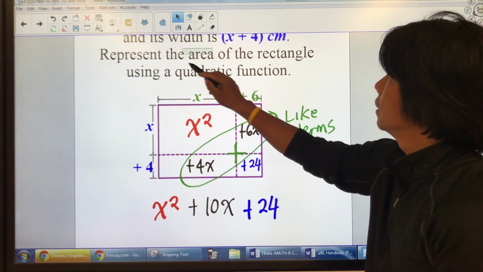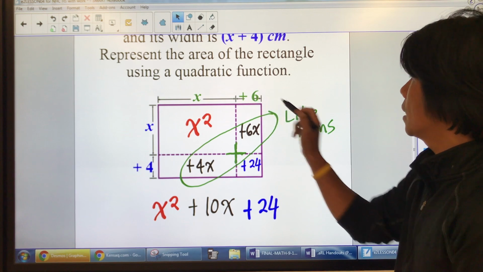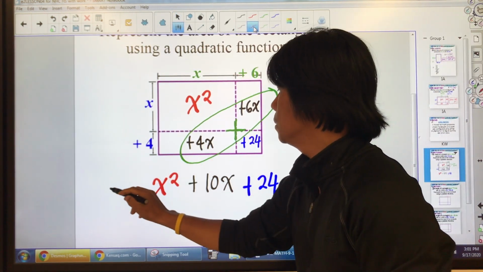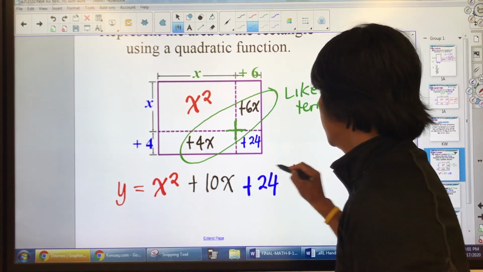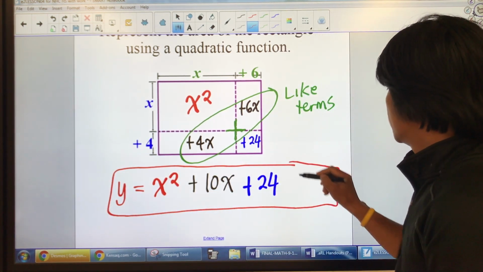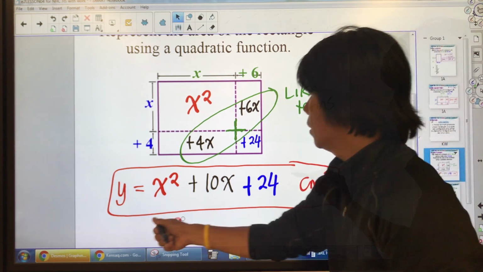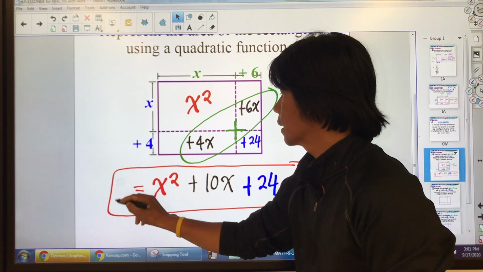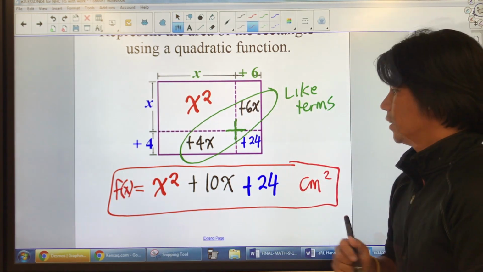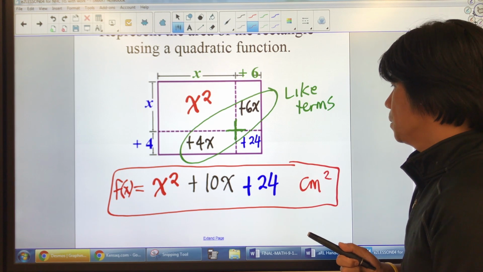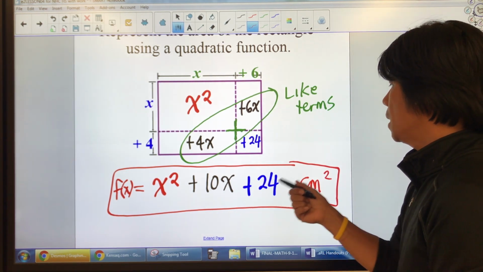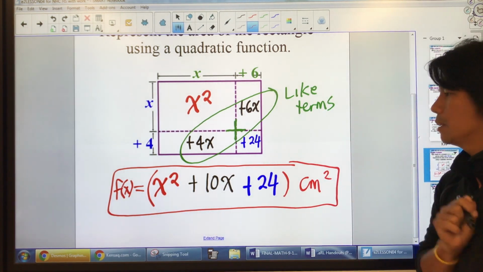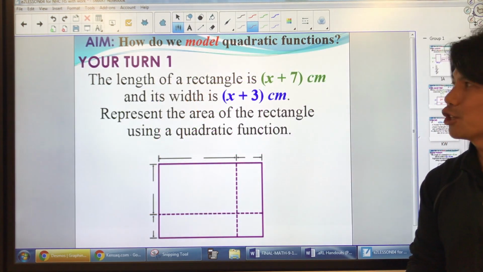Now, the area should be represented by a quadratic function, so we just simply put y equals this centimeters squared, or what you could do is, instead of y, you can write down f of x. There you have it. So f of x is equal to x squared plus 10x plus 24, this entire trinomial centimeters squared.